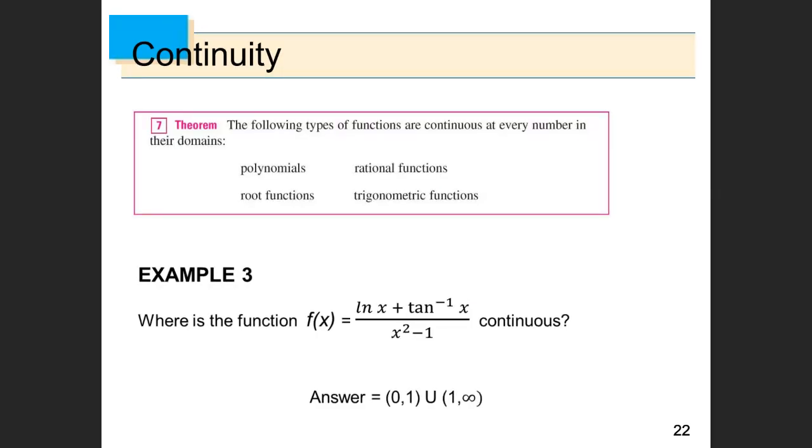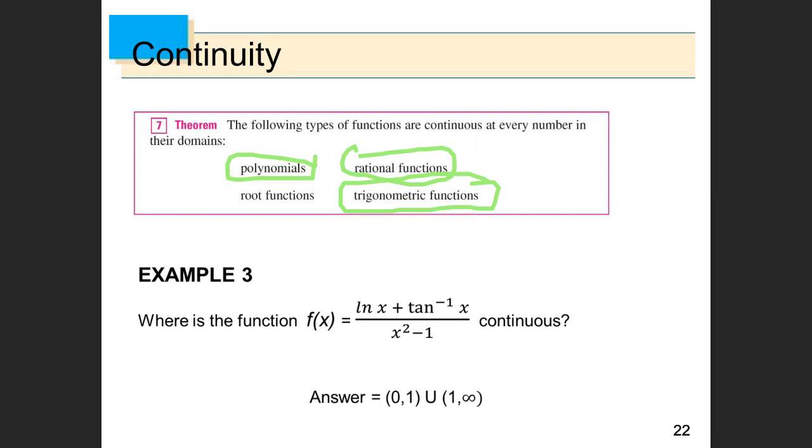All right. So theorem 7 is just a reminder of what I've mentioned earlier, that the following types of functions are continuous at every number in their domain. Polynomials are continuous on the set of real numbers. Rational functions, again, you focus on the domain. Make sure the bottom piece is not equal to 0. Trig functions, again, focus on the domain. We've seen that for a tan function, you have a problem. Obviously, it means for a cot function also, you're going to get a problem. You're going to get those infinite discontinuities.